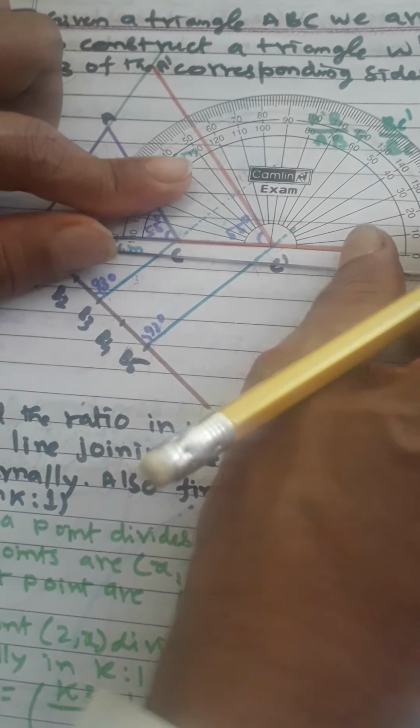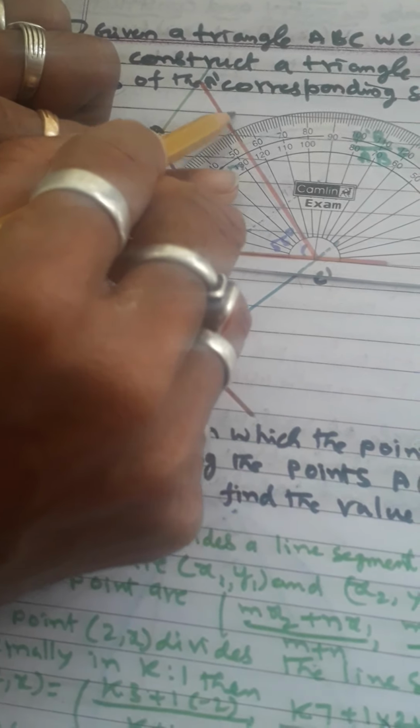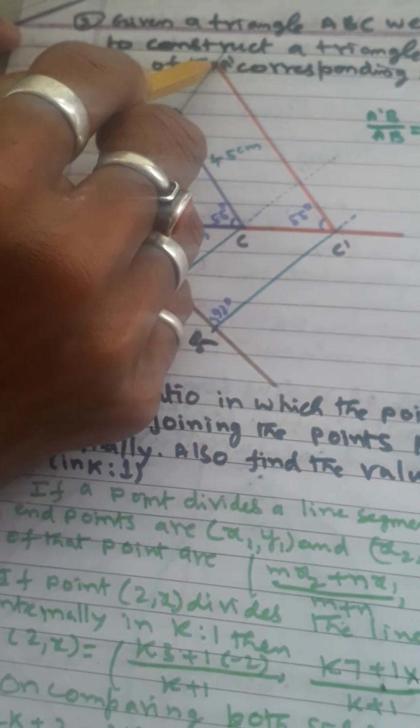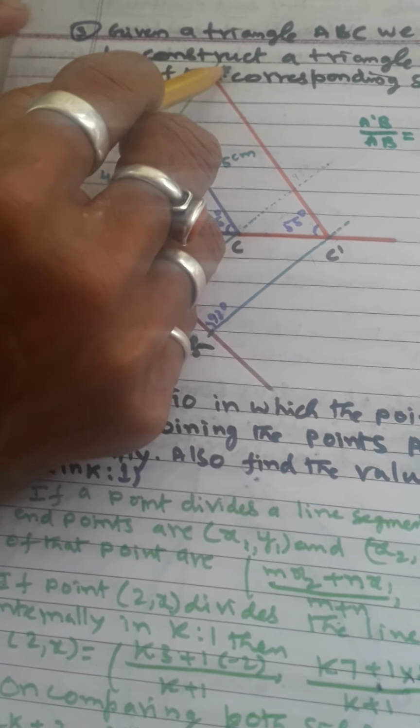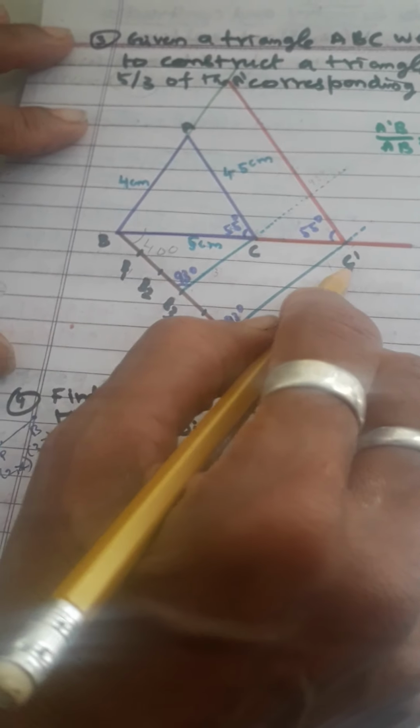So here also, the same 55 degree I just marked here. You can see that 55 degree. There I extended that line, and here also I have to extend the line. Where that extended line and this line meet, that will give the point A dash and so on. So that will give a triangle A dash B C dash.